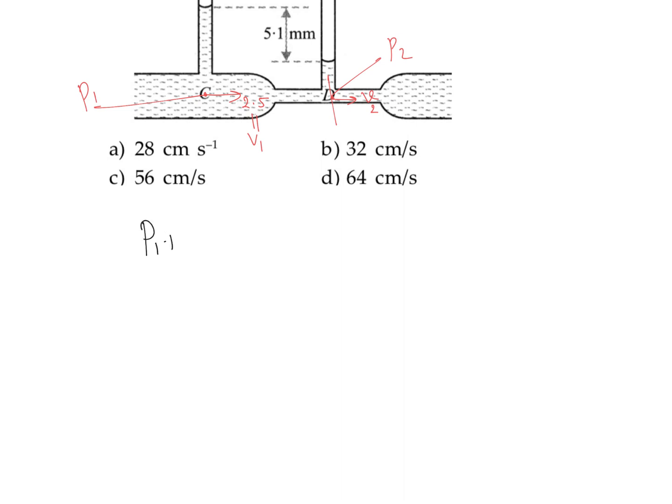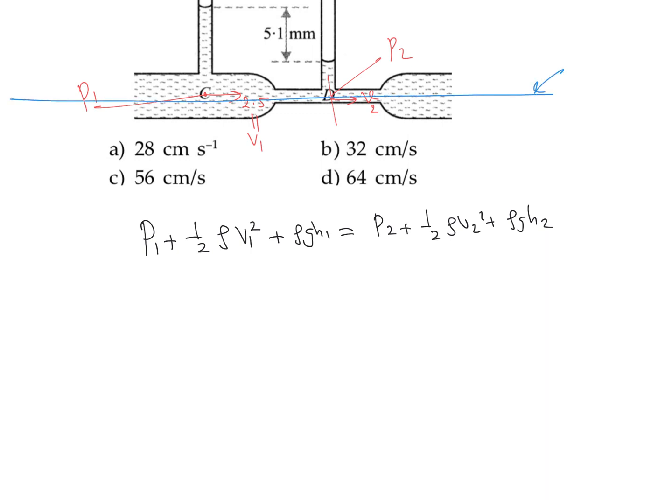So we can write pressure at point 1 plus half into rho into V1 square plus rho into g into h1 should be equal to pressure at point 2 plus half into rho into V2 square plus rho into g into h2. Now for the measurement of gravitational potential energy, assume that I'm just taking this line as the reference line, so that with respect to the reference line, the gravitational potential energy at point 1 and point 2 is equal to 0.